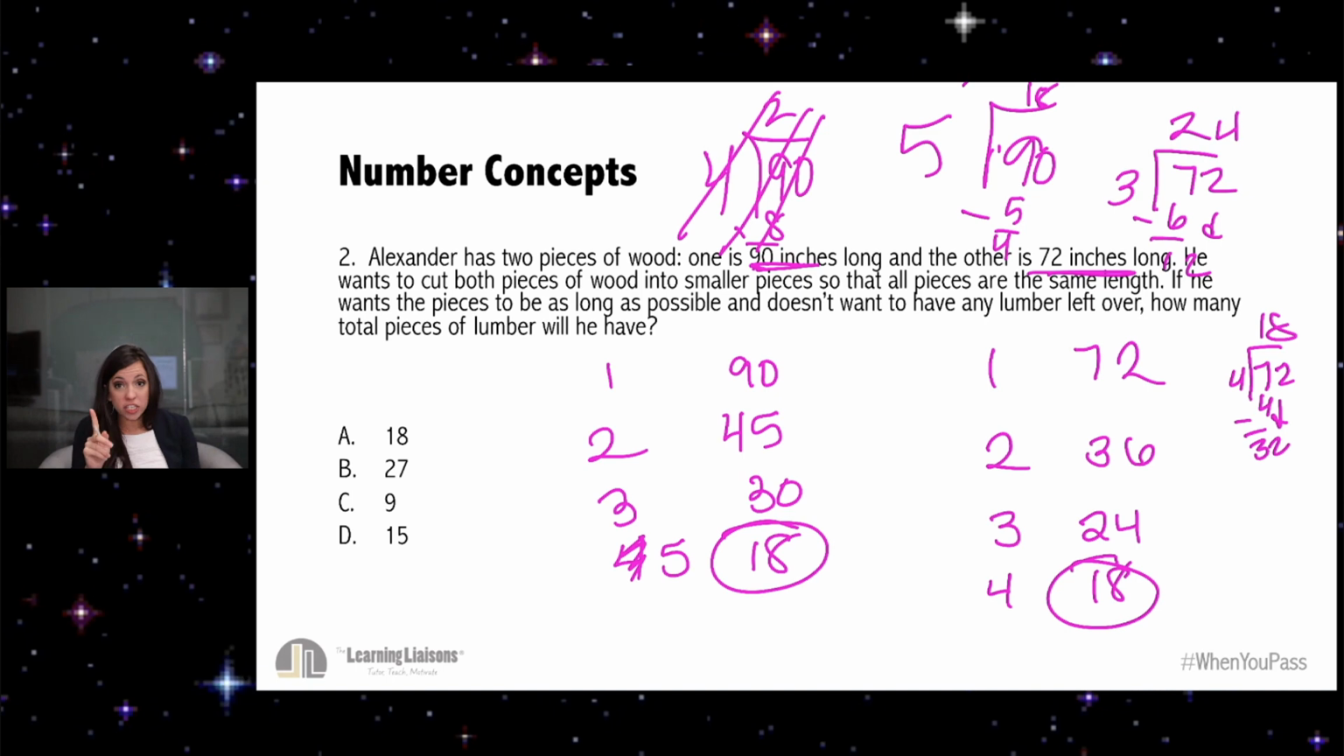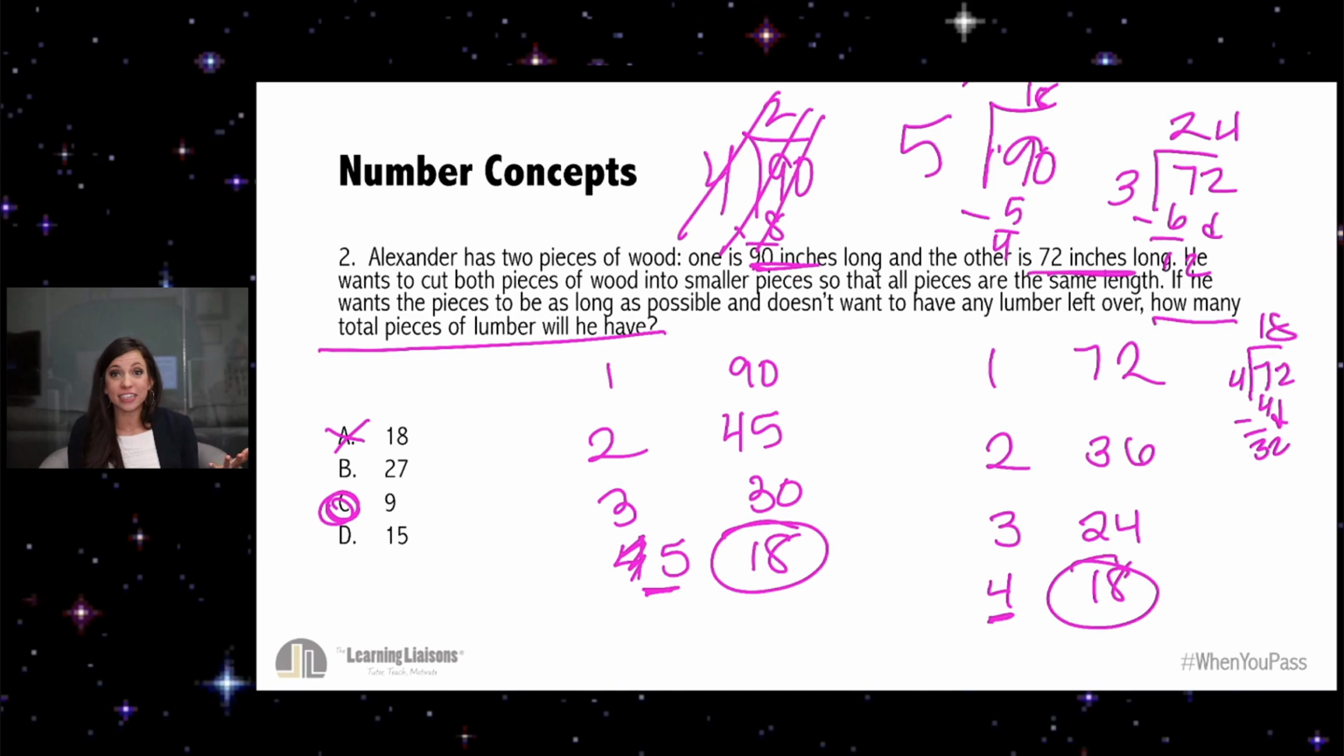However, the question asks us, how many pieces of lumber will he have? Not how big are the pieces. Well, that means that letter A is not correct because the pieces are each going to be 18 inches long. I'm going to get 5 pieces that are 18 inches long out of my 90-inch piece of wood, and I'm going to get 4 pieces of wood that are 18 inches long out of my 72-inch piece of wood. 5 plus 4 is 9, so I know my answer is 9. But they threw that 18 in there to trick us because 18 is actually the greatest common factor.